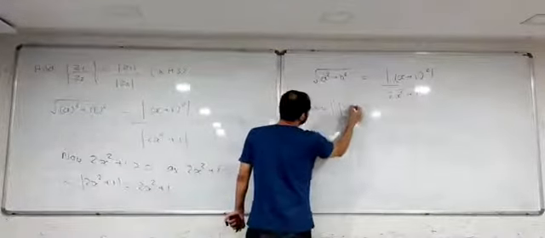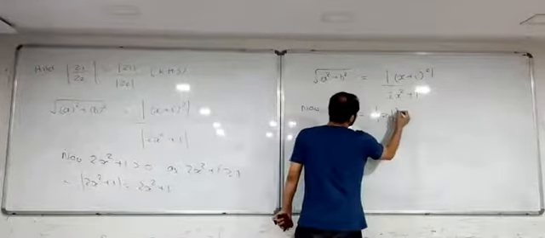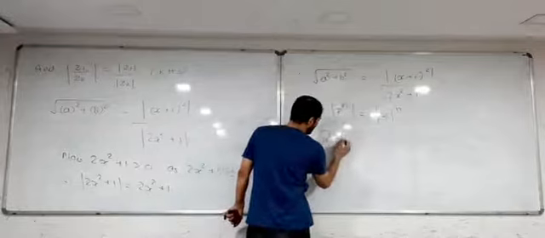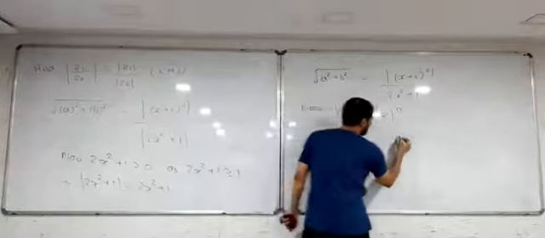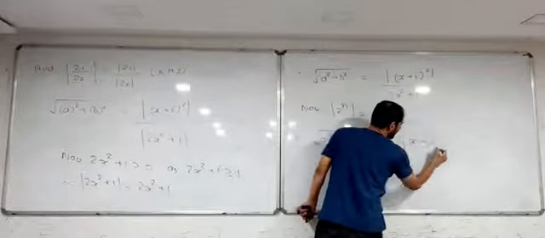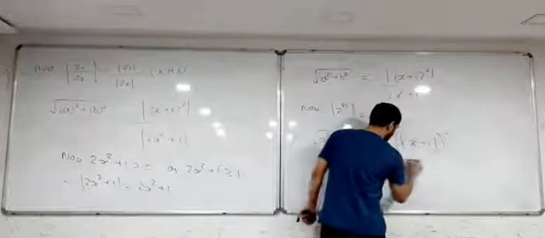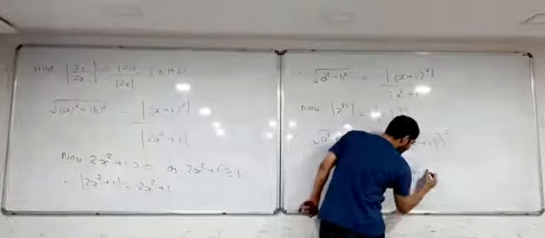Modulus of z raised to n क्या होता है? Mod z whole raised to n. Oh, that property you have to apply. Square root of a square plus b square is magnitude of (x plus i) the whole square upon 2x square plus 1.